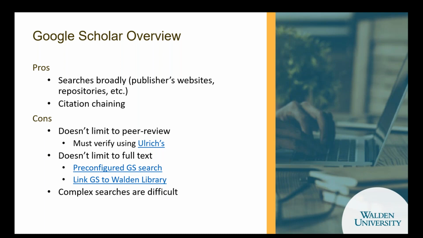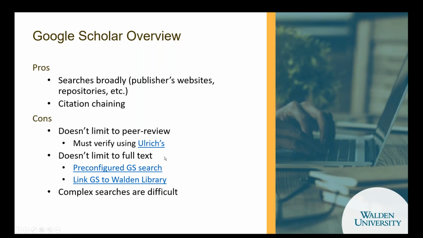What it doesn't do can be so limiting that it's really good to know these things before you start searching. It doesn't limit to peer review. So for anything that you find in Google Scholar, once you sort through the books and conference papers, which we know are not peer reviewed, we have to verify that the journal the article was published in was peer reviewed. And we have to do that in a database called Ulrichs. It also doesn't limit to full text.